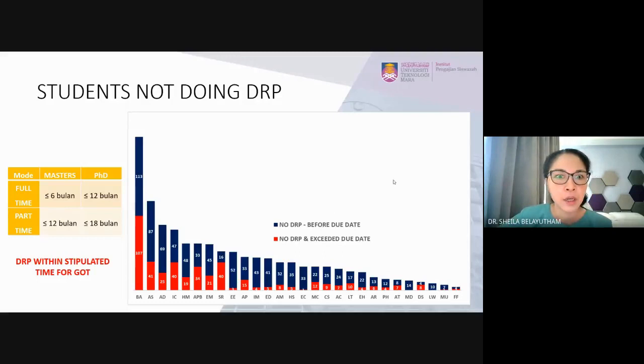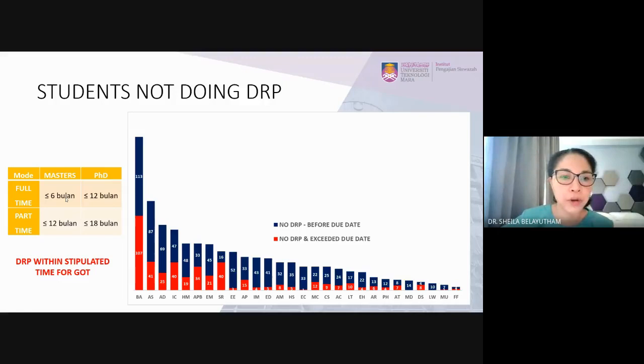Another important element when we talk about GOT is to ensure that our students complete their DRP within the time frame. Okay, so for masters full time, it is emphasized for them to complete their DRP within 6 months. And for PhD, basically within 1 year, 12 months. For part-time masters it will be 1 year, and for part-time PhD it will be 1.5 years. Given that if they could complete within this time frame, at least it could assure that they have started their research very much earlier on.